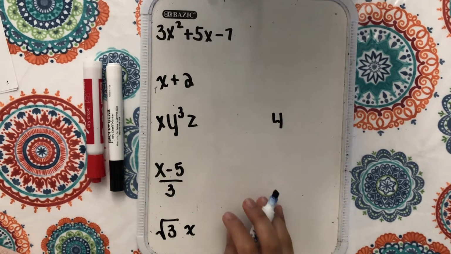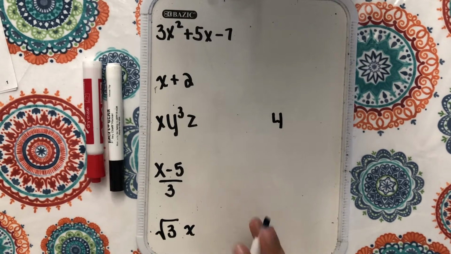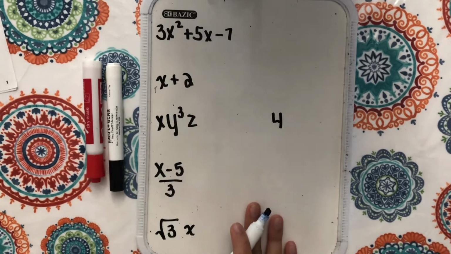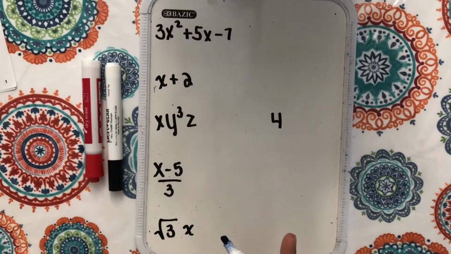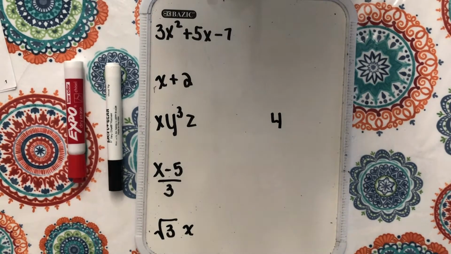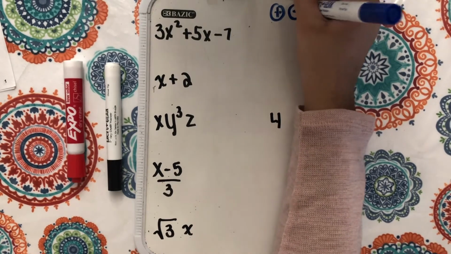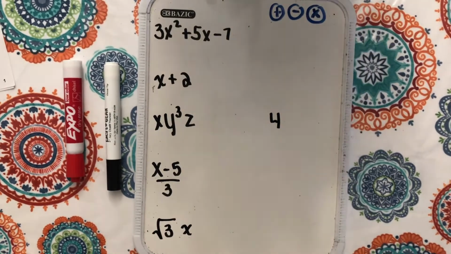So like I mentioned, polynomials are expressions that only have to do with addition, subtraction, and multiplication of the variables. So the key term there is variables. Everything that's happening when we're looking at whether it's a polynomial or not is that we're looking at the variables, and it can only involve addition, subtraction, and multiplication.